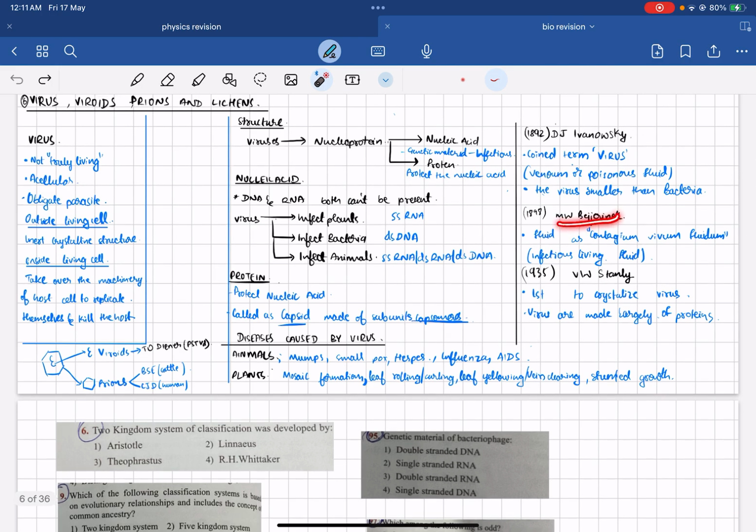Next, M.W. Beijerinck, contagium vivum fluidum. It is the infectious living fluid. And next, W.M. Stanley, the first to crystallize the virus, made up of largely proteins.